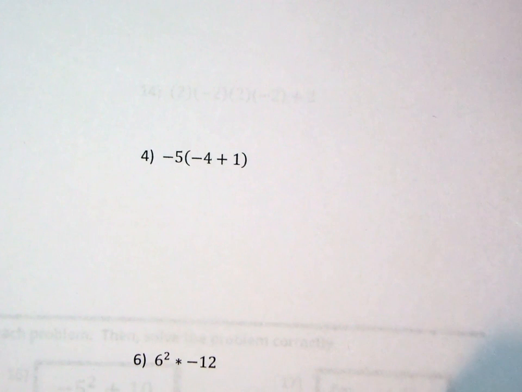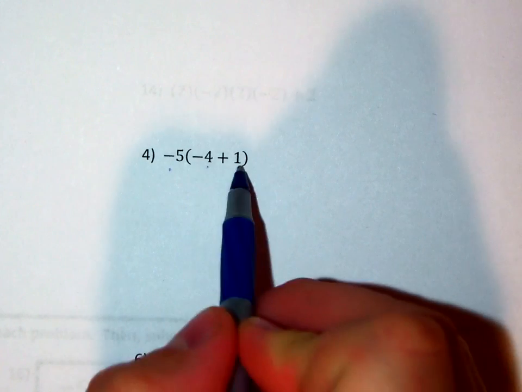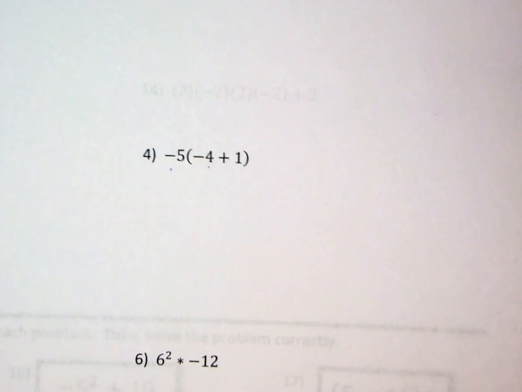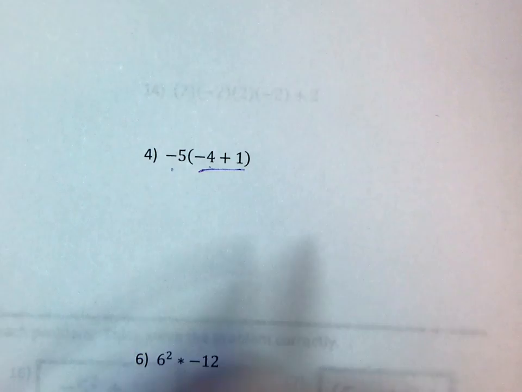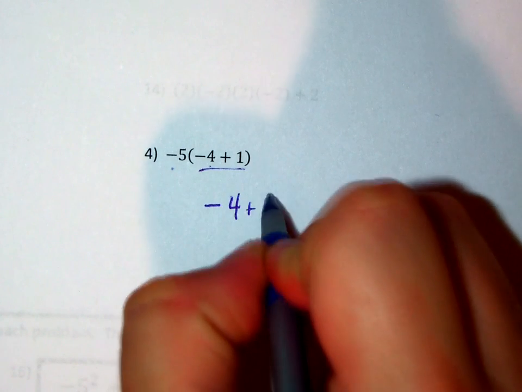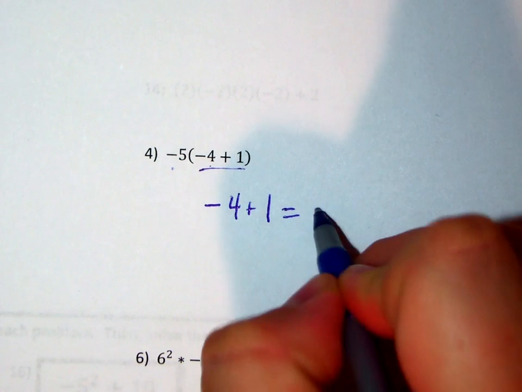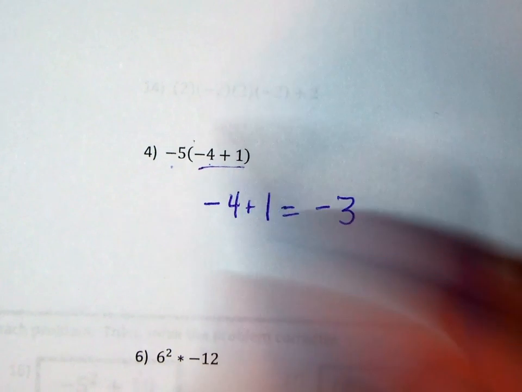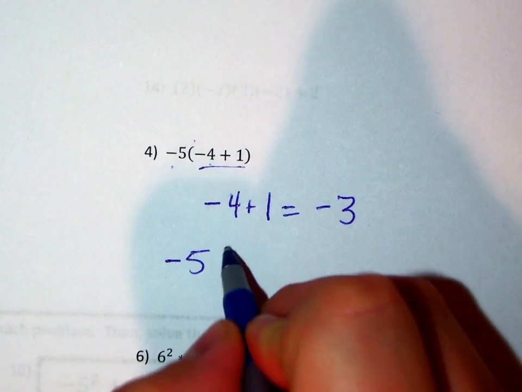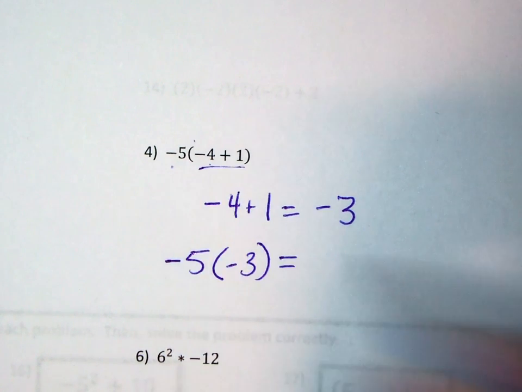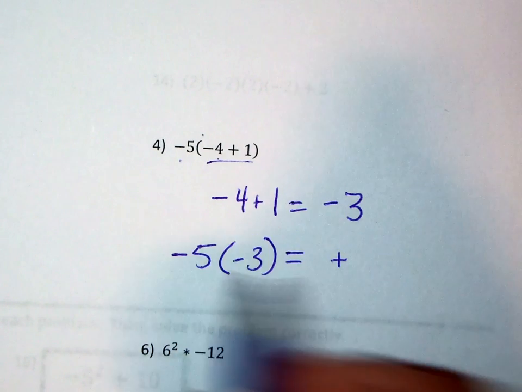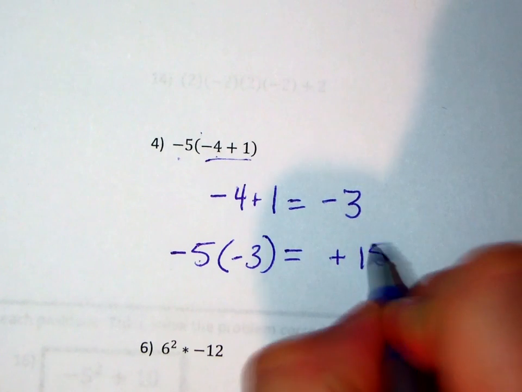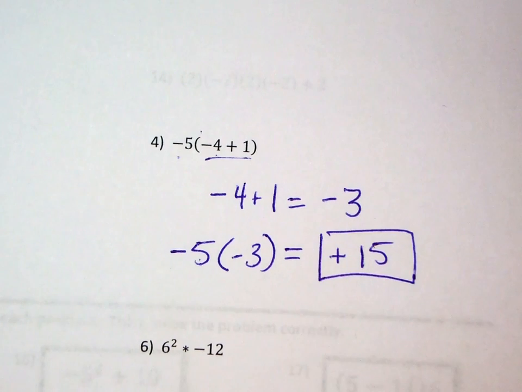Let's look at problem number 4. Problem number 4 has 5 times the sum of negative 4 plus 1. And our order of operations here would be parentheses come first. So we want to simplify everything in that parentheses. Negative 4 plus 1. That would equal negative 3. So now I can rewrite my expression, 5 times negative 3. And a positive times a negative would be negative. 5 times 3 is 15. So our solution is negative 15.